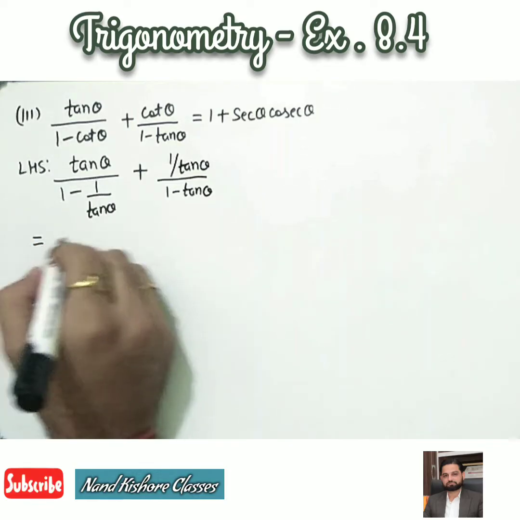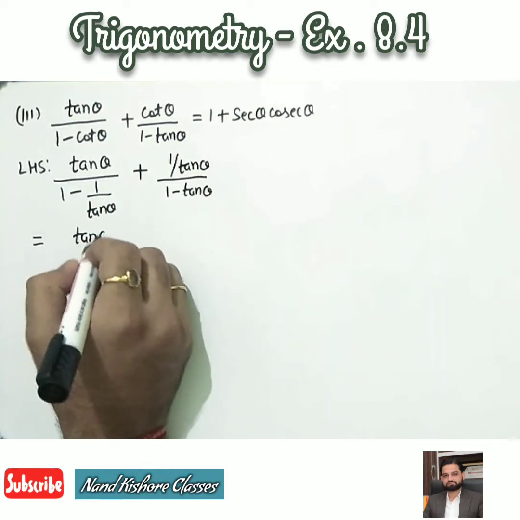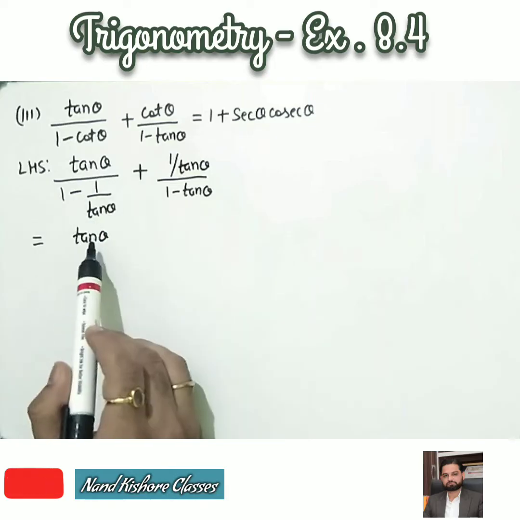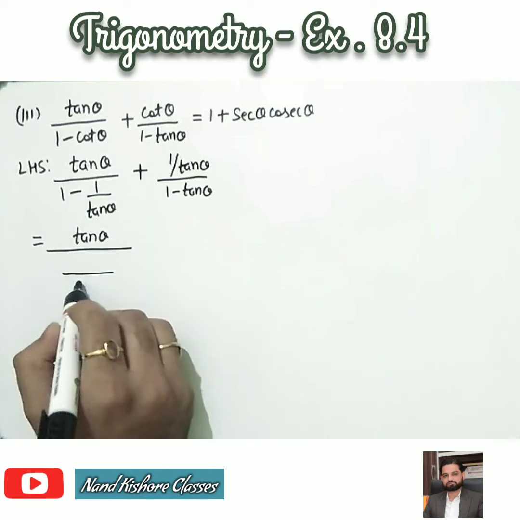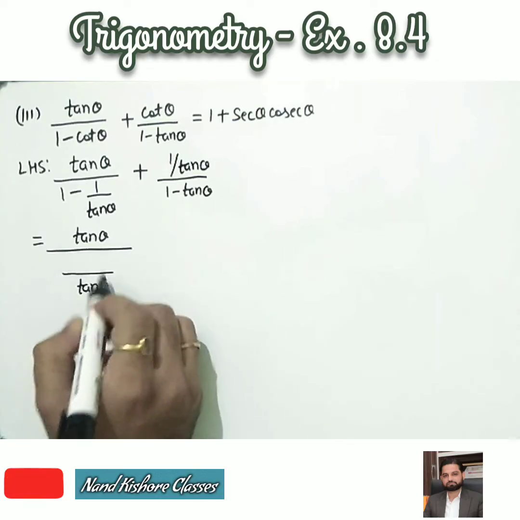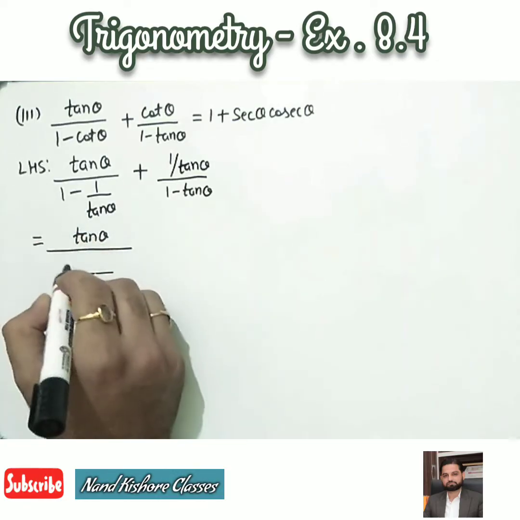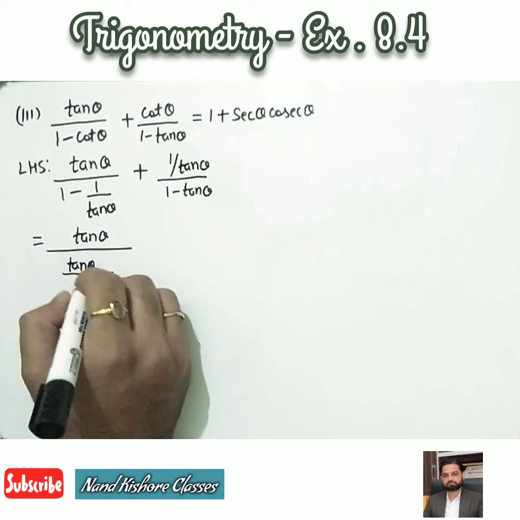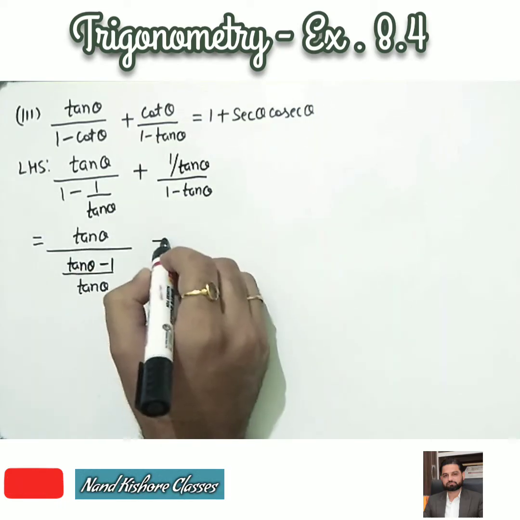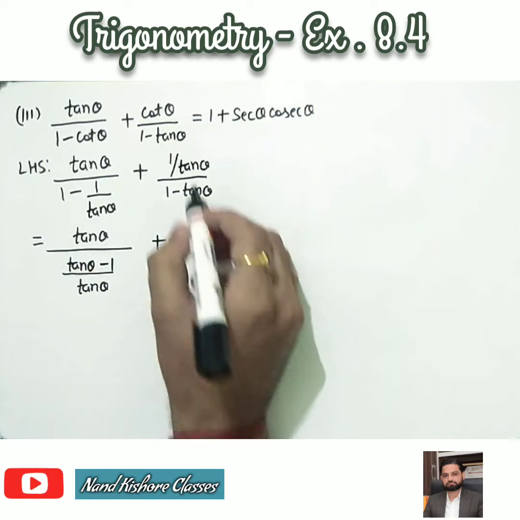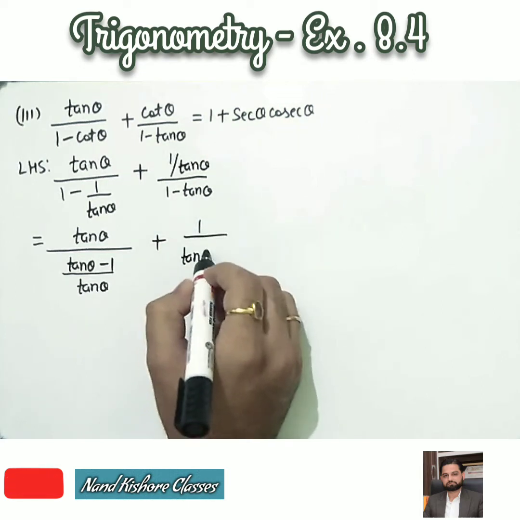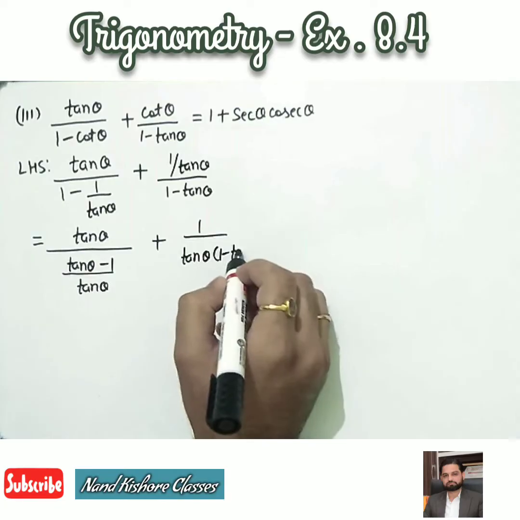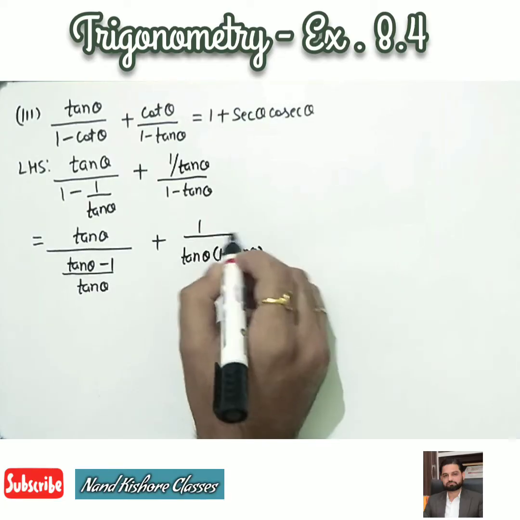Next step, this tangent theta as it is. In the denominator we are going to take the LCM, tangent theta, and tangent theta multiplied with 1, tangent theta minus 1 plus 1 upon this tangent theta will be multiplied with the denominator. So this is what finally we get.